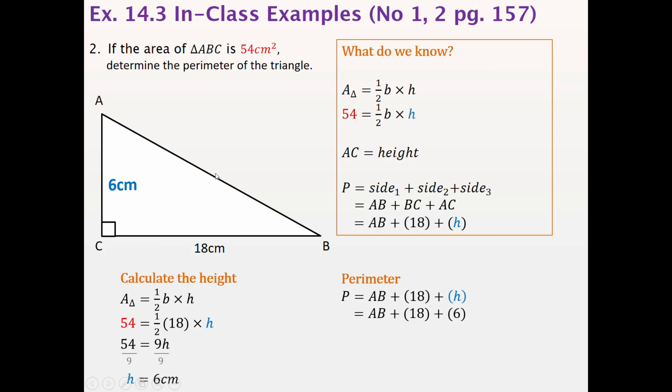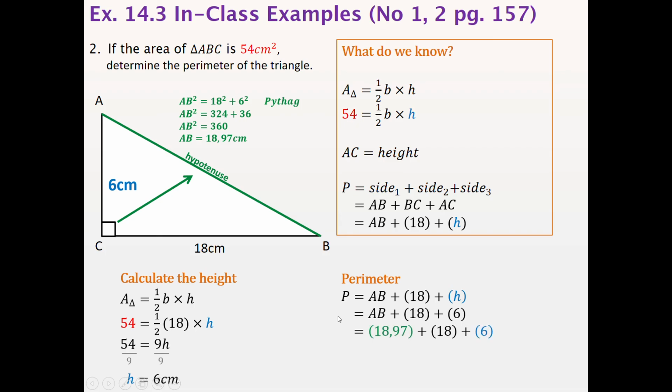So I can say AB squared is equal to 18 squared plus 6 squared, Pythag. Okay, so if I work that out, I'm going to get 324 plus 36, which will give me 360. And then I would square root. So the square root of 360 is 18.97. So now that I've got AB, I can go and substitute it into this formula here. So I'm going to say 18.97 plus my base plus my height, which will be all the 3 sides, and I can calculate the final perimeter of my triangle.